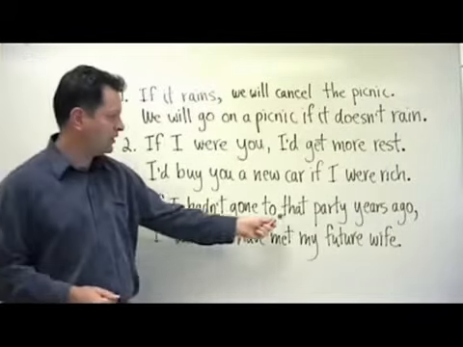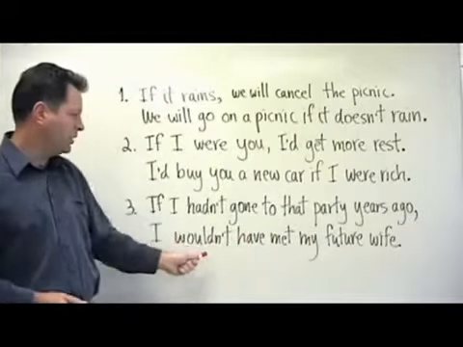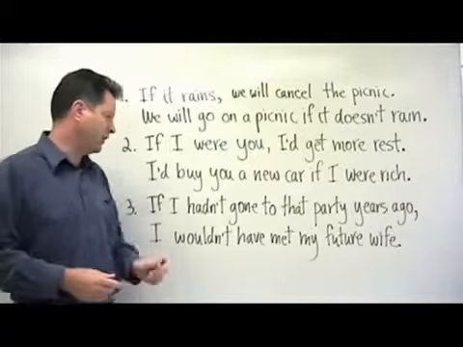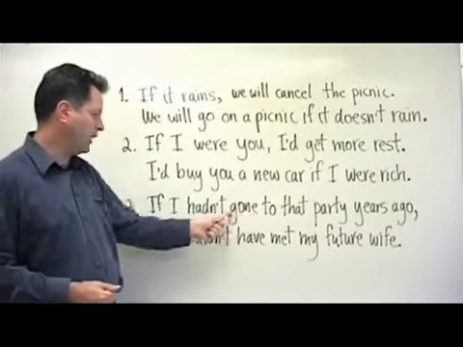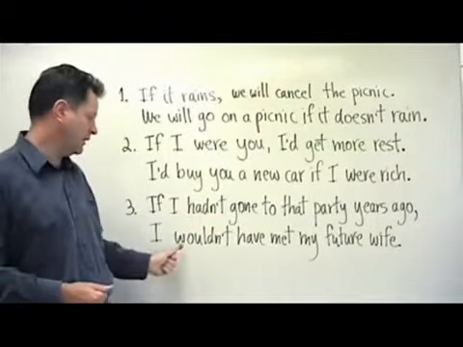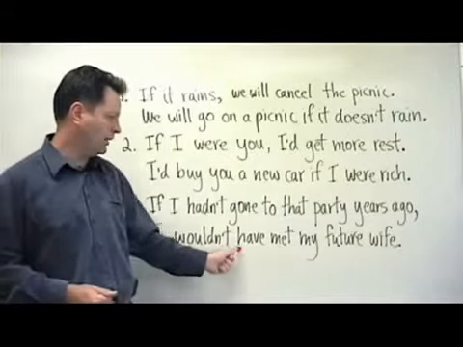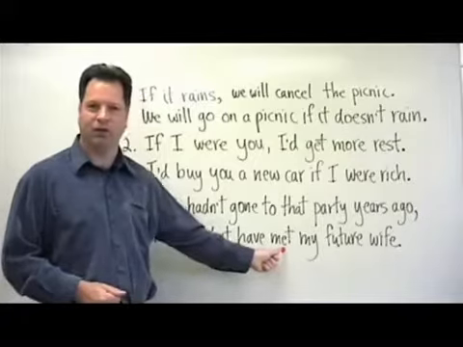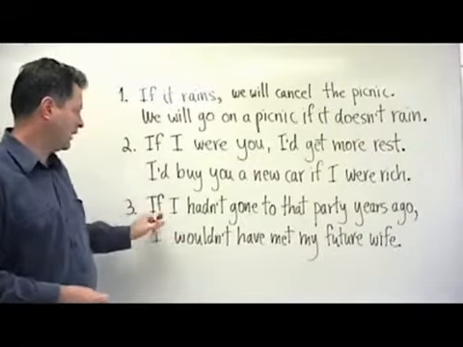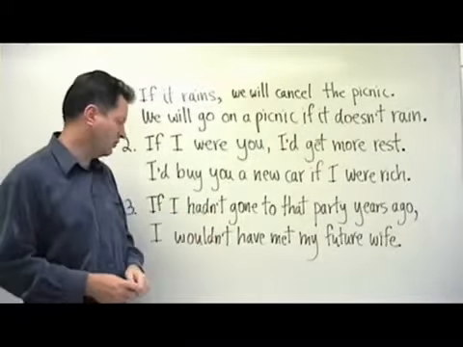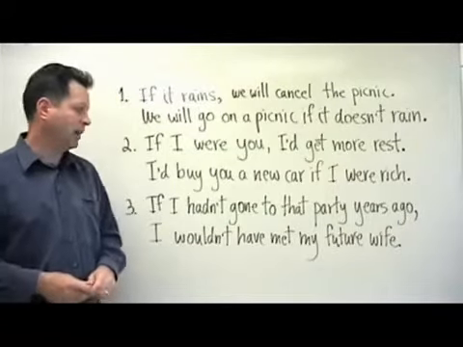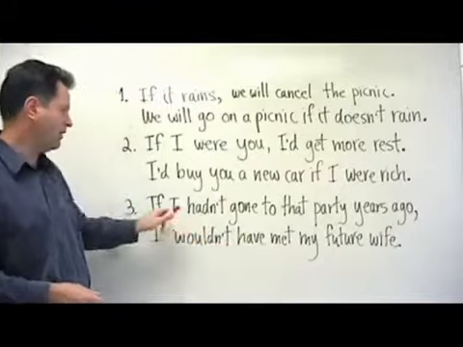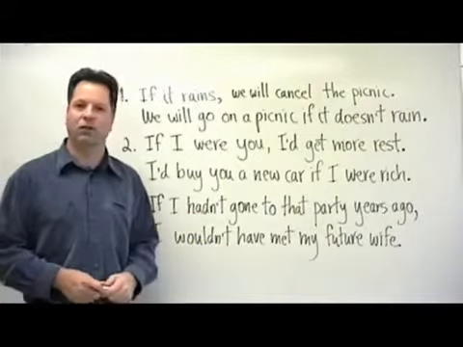If I hadn't gone to that party years ago, I wouldn't have met my future wife. Now, notice the verb tenses here. Hadn't gone. We have a past perfect, and then in this case, we have would plus the present perfect. So let's take a look again. If I hadn't gone to that party years ago, I wouldn't have met my future wife. Or, I wouldn't have met my future wife if I hadn't gone to that party years ago.